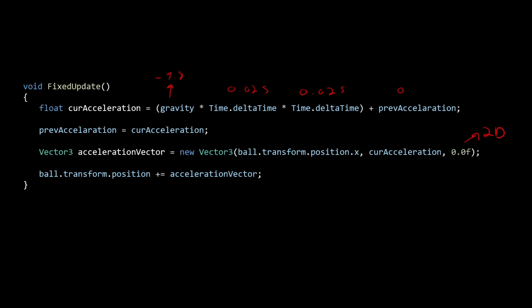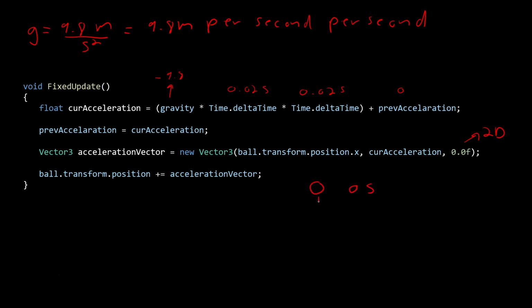Success. Let's get a little deeper into this line over here, this equation. How was this derived? So gravity is equal to 9.8 meters per second squared. That is the same as saying 9.8 meters per second per second. What does that mean? If you have a ball over here at 0 seconds, you drop it for 1 second, the speed at the beginning will be 0 meters per second. After 1 second, it would have accelerated to 9.8 meters per second.